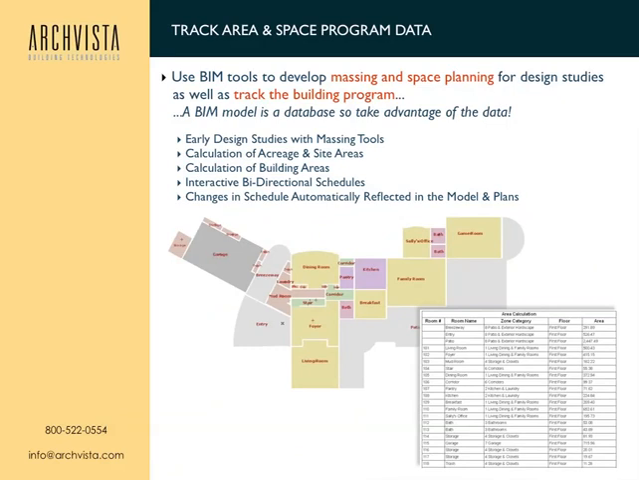The program also allows us to track areas and space program data. As you begin to develop your model and design, you're probably going to want to track the rooms, the square footages, and the relationship of spaces, so that you can begin to develop interactive bi-directional schedules. What that means is that as I change the plan in terms of information within the rooms, it will update the schedule. If I reach into the schedule and change a designation of a category for a zone, or a room name or a room number, that will go back and update the model.